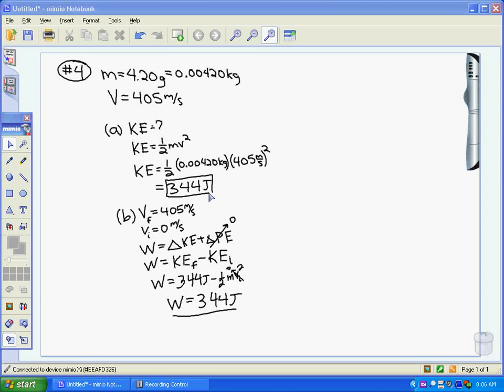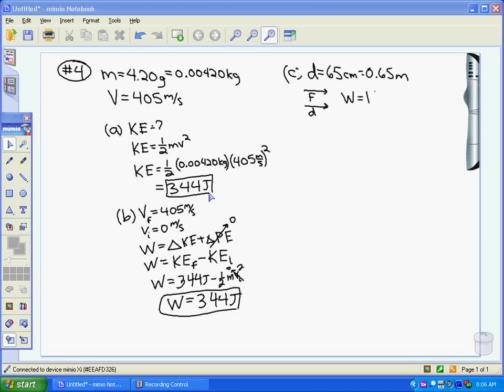Now for part C, it says, what is the average force acting on the bullet if the length of the rifle barrel is 65 centimeters? So the displacement on this will be 65 centimeters, which is equal to 0.65 meters. And it wants to know the average force. Well, in this case, the force is in that direction, displacement is in the same direction, so the angle between them is 0. So we can use work is equal to force times displacement.